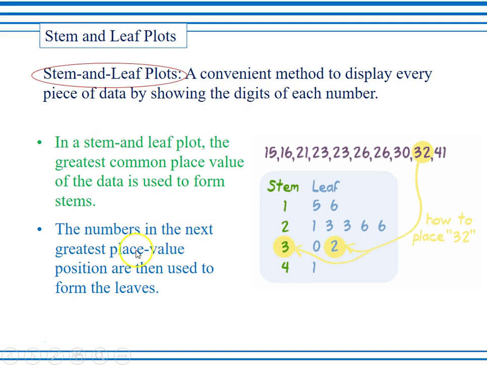The numbers in the next greatest place value are then used to form the leaves. So these are the ones place values. So when I combine the stem with the leaf, I combine the tens and the ones digit. So this would be 15, this would be 16, this would be 21, 23, 23, 26, 26, and so on.